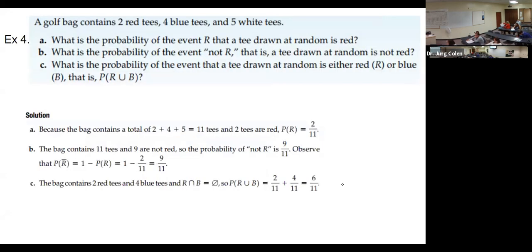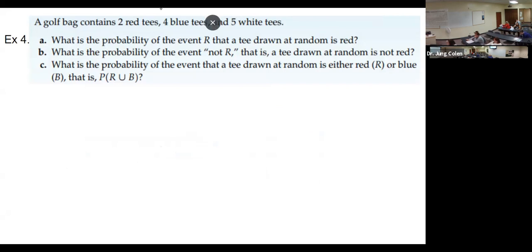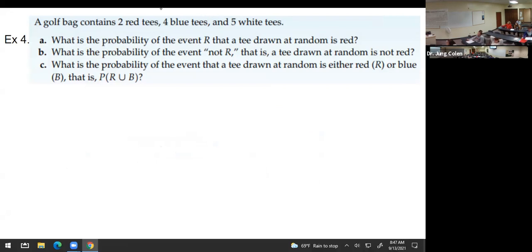So I'm pretty sure you can do all of this. Oh, we have time to do this. Okay, so let's do this together. A bag contains 2 red teas, 4 blue teas, and 5 white teas. What is the probability of the event that a tea drawn at random is red? We already know how many reds there are. 2. Right? What's the sample space? 2 red, 4 blue, 5 white. So altogether, how many are there? 11. So the probability of R should be 2 out of 11.